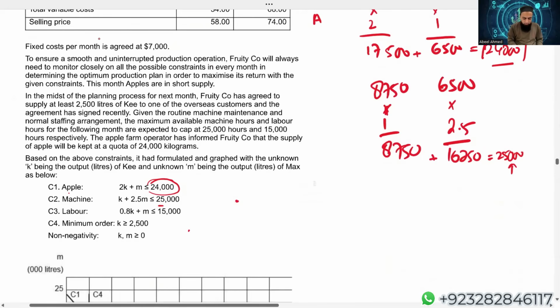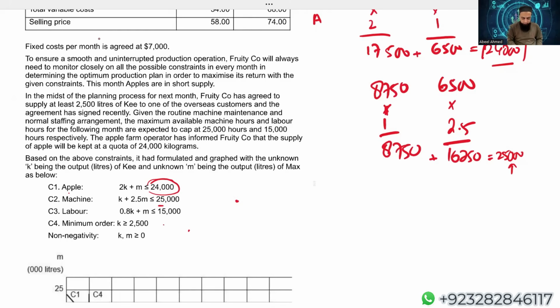If you look at this, the minimum order of Key says at least you will be manufacturing 2,500 units or more. In the production plan which we have chosen, we are actually manufacturing far more than 2,500. So there's no question of shadow price, because we are fulfilling the minimum demand. In fact, we'll be producing more than that minimum demand. At least we are required to produce 2,500, and we will be producing more than that. So there's no question of shadow price.